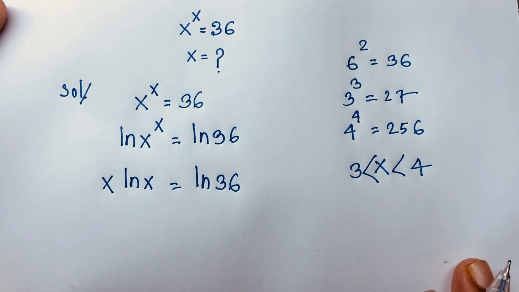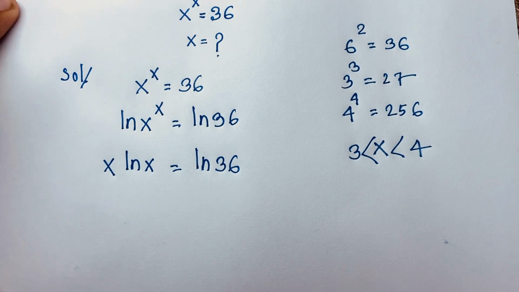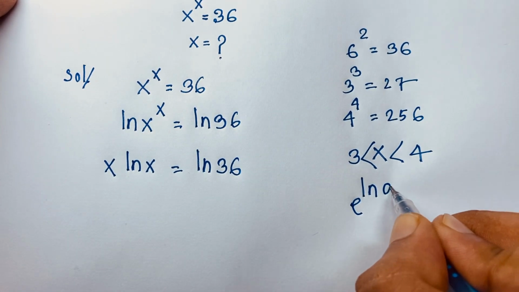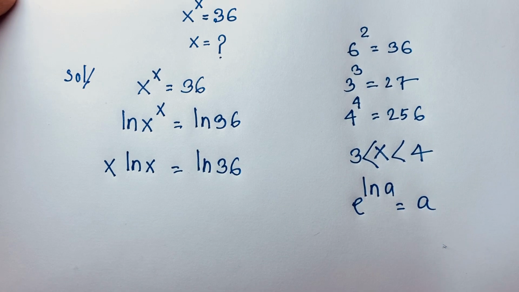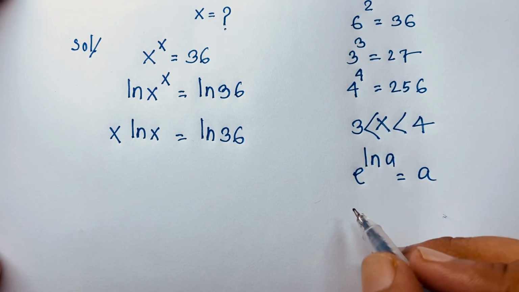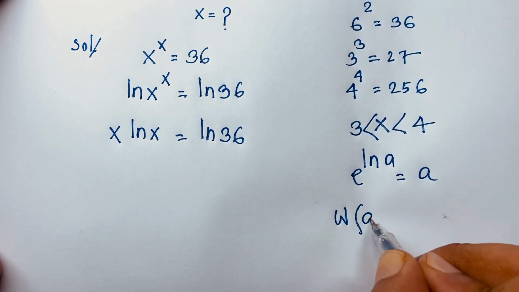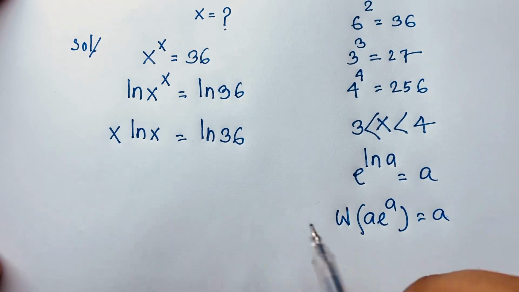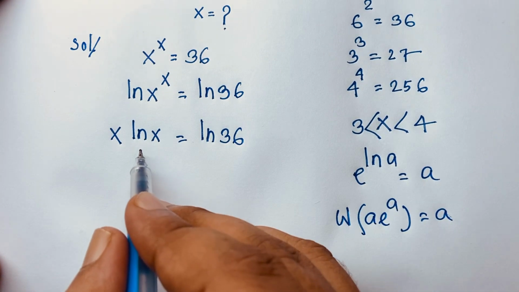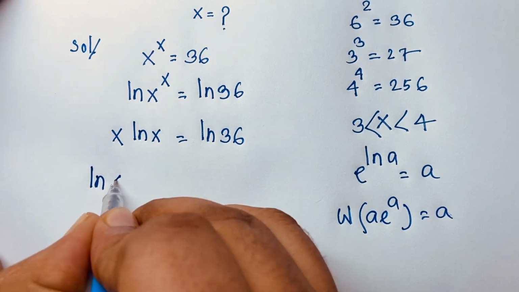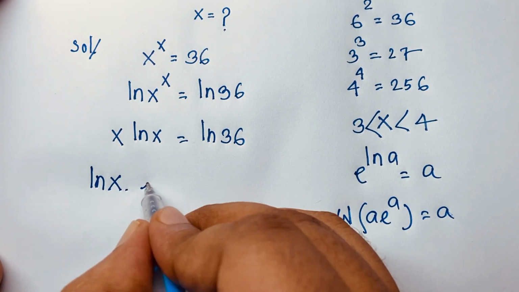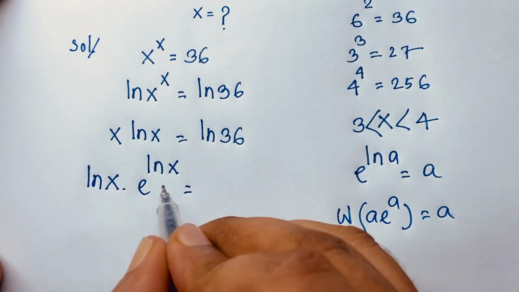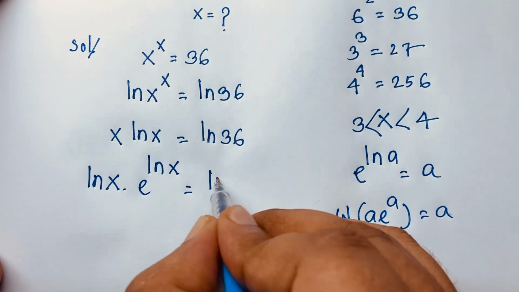Now I want to use the Lambert W function. So we know that e to the power ln a is equal to a, a nice formula. Then we know the Lambert W function, a e to the power a. I want to apply this formula here. So here this x will be e to the power ln x. Now here, e to the power ln x will be this x, and here is ln 36.